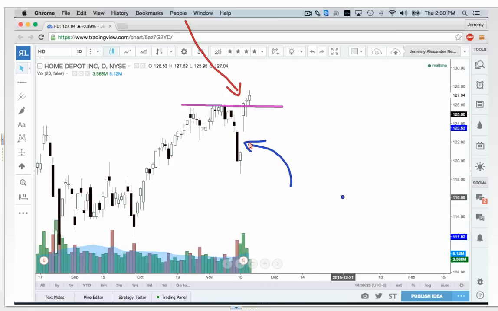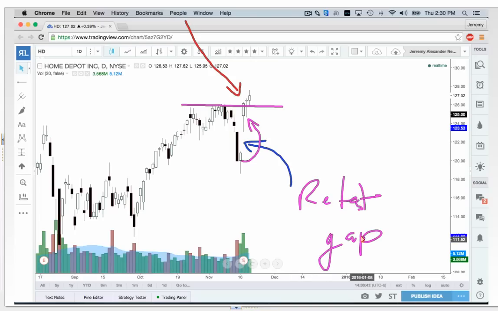What type of gap is that right there? White candle gapping up. That is a retest gap. So if you said to me, Jeremy, Home Depot's at an all-time high, it's breaking out of a distribution phase, Dow theory, I'm going bullish.